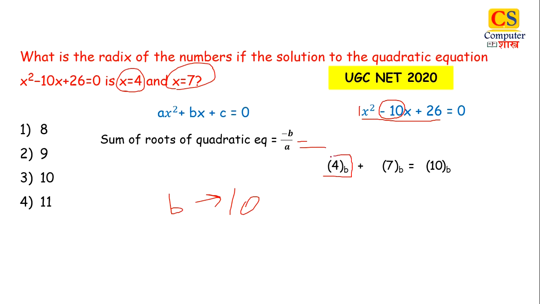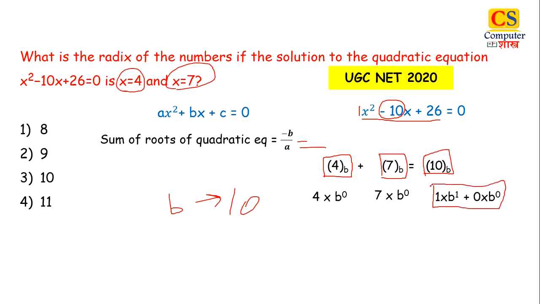Take 4 base b as a different number. Now we will convert this number into decimal. It is very simple. b raised to the power 0 into 4, right? Next we will take another number, that is 7, with base b. We will convert it into decimal. Again very simple. Last is 10 with base b. 10 means 1 0. In this we have two digits, 1 and 0. So this will be our conversion from base b to decimal.